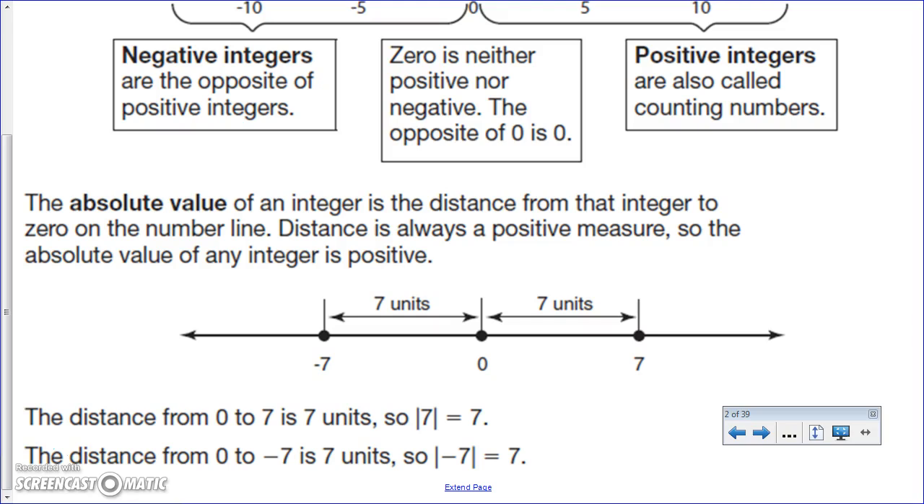So in our example right here, we have -7 and 7 are both 7 units away from 0. So the distance from 0 to 7 is 7 units, so the absolute value of 7 is 7. Absolute value is represented by those two straight bars, one on either side of the number. The distance from 0 to -7 is also 7 units. So the absolute value of -7 is also 7. So absolute value is always a positive number.